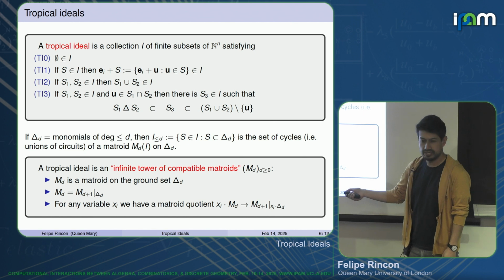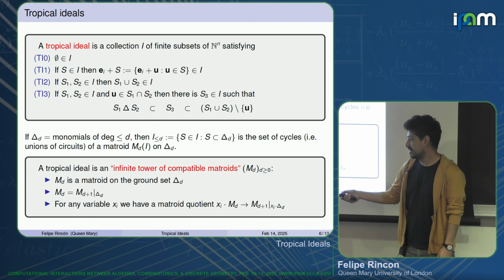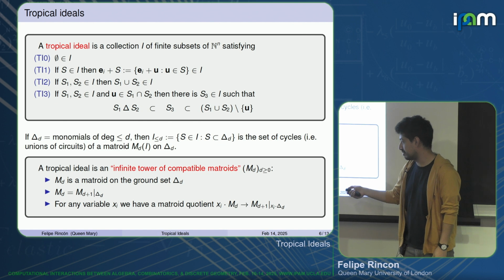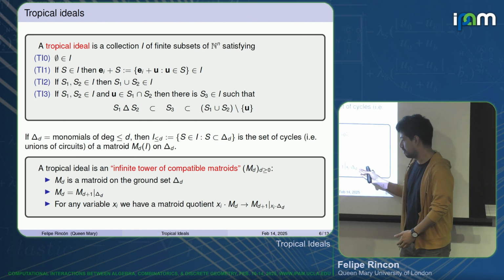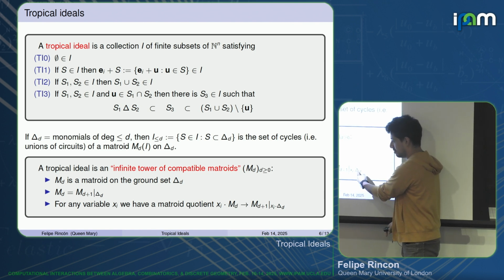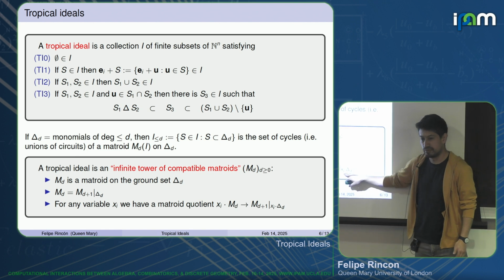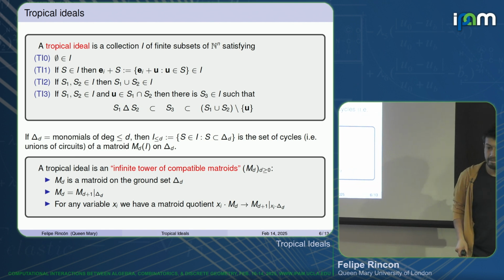It's called the matroid quotient, if you have heard about that. So it's saying that for every variable, when you take your matroid in degree D and you multiply it by a variable, then you get a matroid in degree D plus 1, and that should be a quotient of the restriction of the one that you have in D plus 1, restricted to those monomials that are divisible by x.